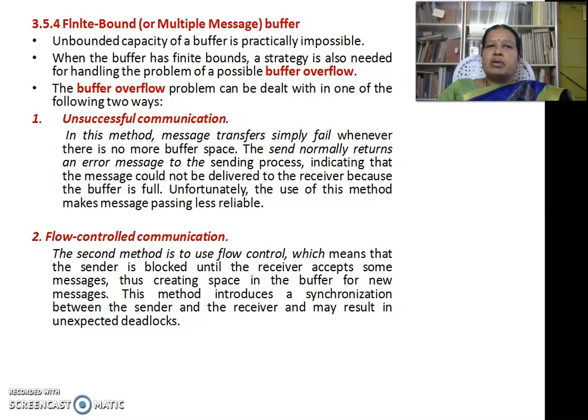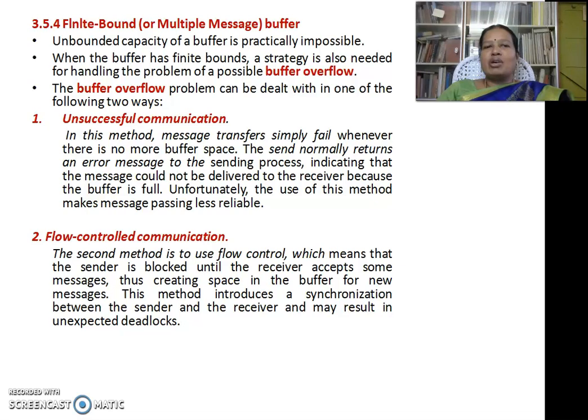If the sender sends messages more than the buffer size, it leads to buffer overflow. The buffer overflow problem can be dealt with in one of the following two ways: unsuccessful communication and flow controlled communication. In the first method, message transfers simply fail whenever there is no more buffer space. The sender normally returns an error message to the sending process. So the use of this method makes message passing less reliable.